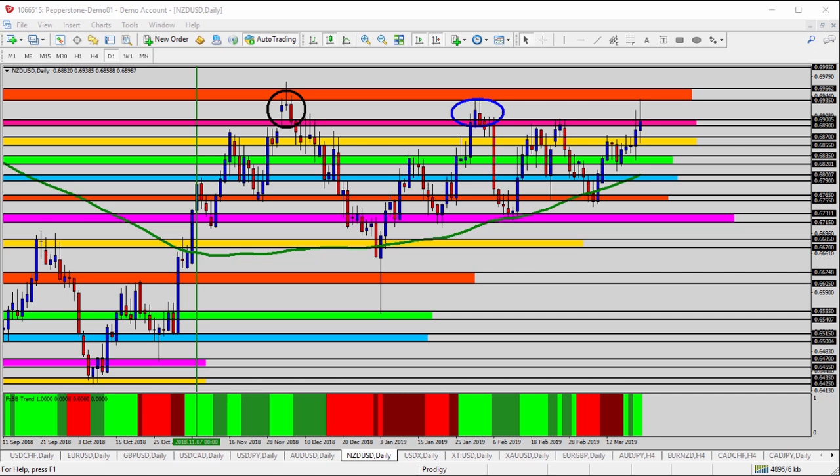Starting here on the daily time frame, yesterday we did have some news out of New Zealand and the US that caused some volatility on all of the US currency pairs, and specifically here on New Zealand with New Zealand news. But we saw the market spike quite a bit higher on this currency pair, all the way into a historical resistance area, the orange shaded area, at the very top of the chart.